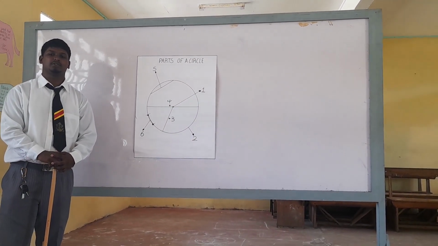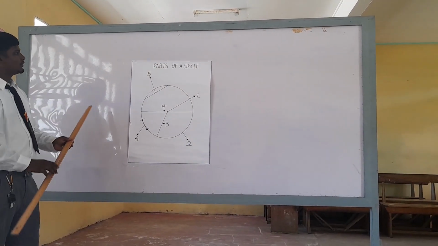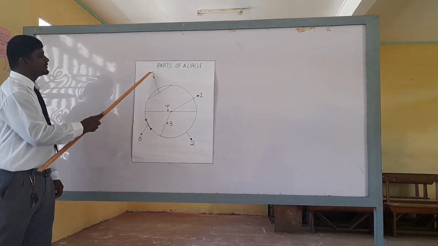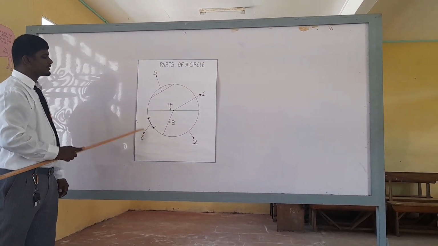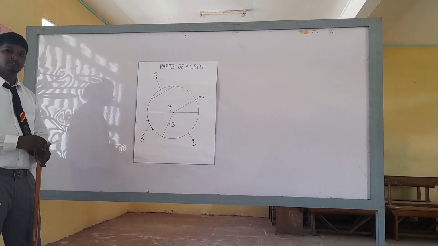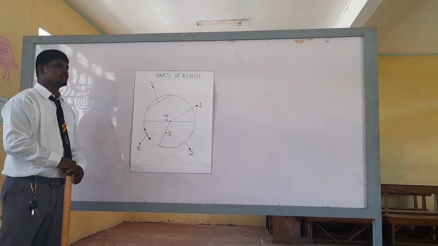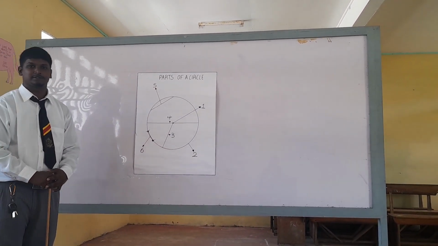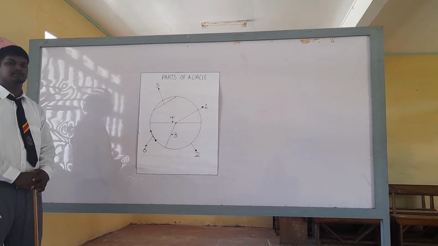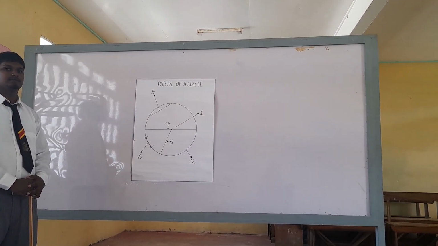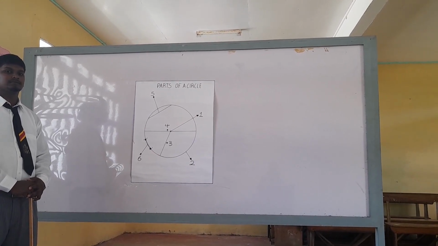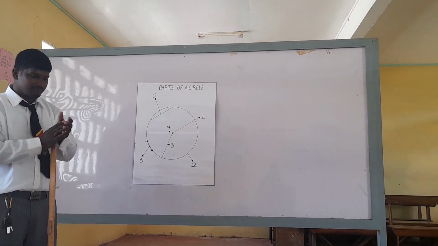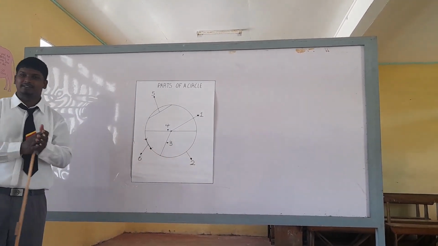So record. The chord. Alright. Where do you think on this circle here is the chord? Tell me which number. Based on what we discussed about the parts, which one do you think is the chord on the board? So number 5, because it joins the 2, sir. It touches 2 points on the circumference, but it does not pass through the center. Very good. Round of applause for him. That is correct.